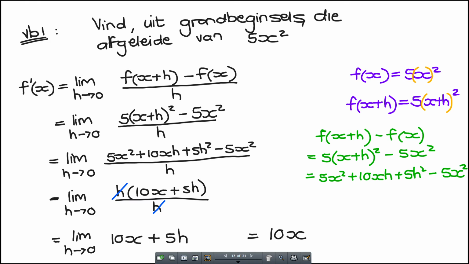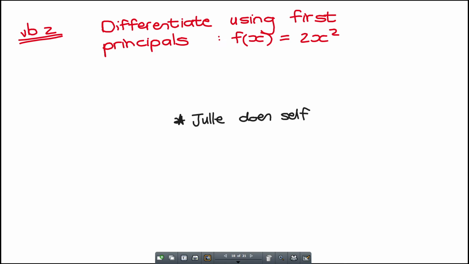Okay. Luister gou. So is there any questions on these? Because now you're going to try one on your own. Okay. Ready, steady, go.